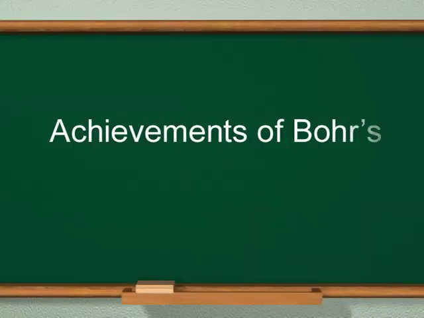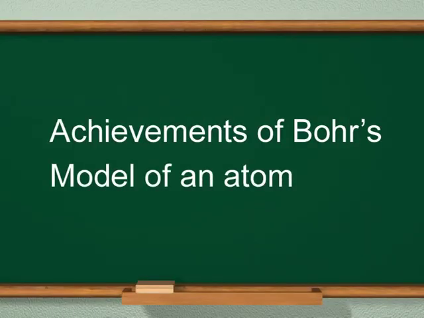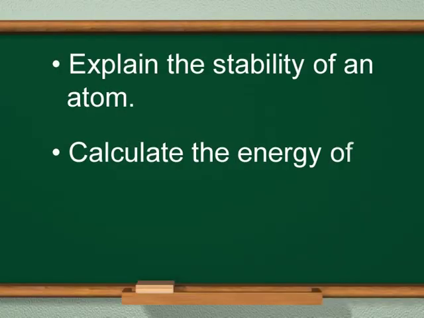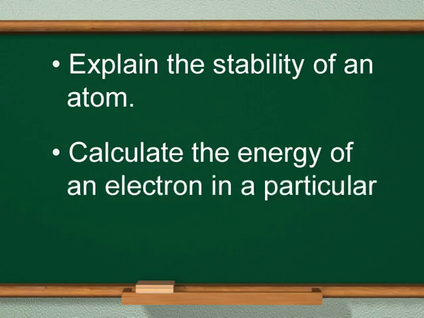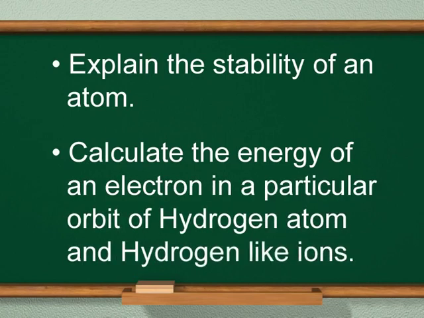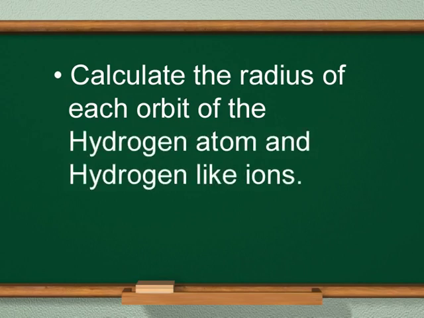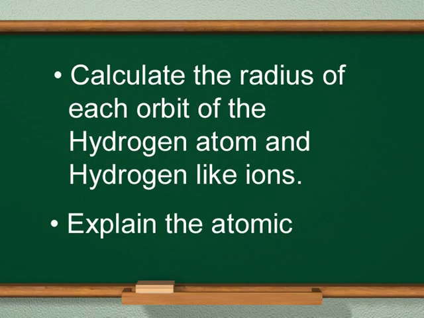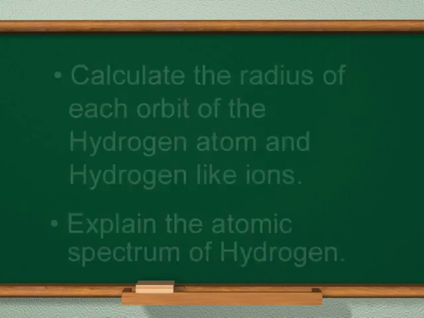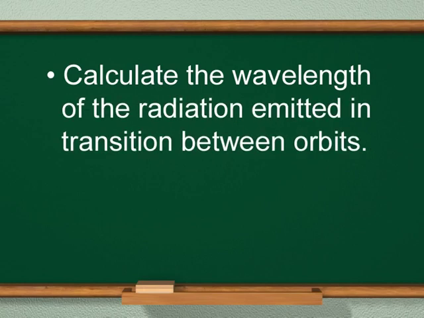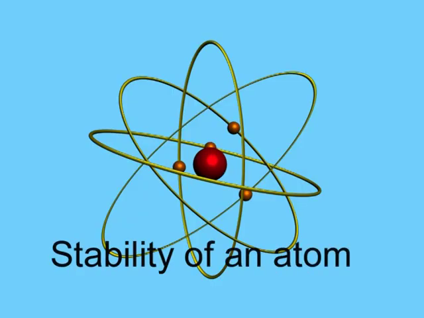Let us see the achievements of Bohr's model of an atom. Bohr's model can explain the stability of an atom, calculate the energy of an electron in a particular orbit of hydrogen atom and hydrogen-like ions, calculate the radius of each orbit of the hydrogen atom and hydrogen-like ions, explain the atomic spectrum of hydrogen, calculate the wavelength of the radiation emitted in transition between orbits. Let us take the first one, stability of an atom.